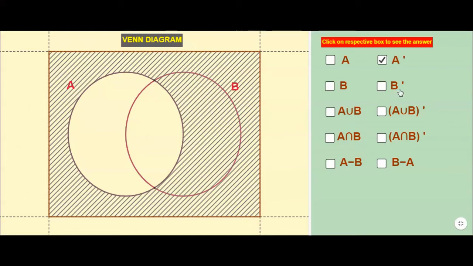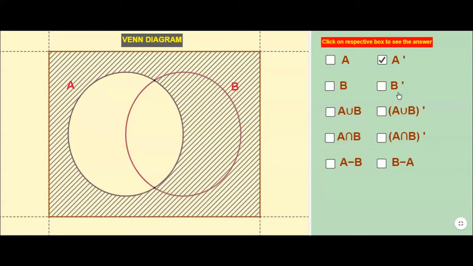Now let us go to the option B dash. As I said, B dash represents the complement of a set B, which includes no elements of set B. So when I click on B dash, I must get a shaded portion which excludes the circle representing the set B.